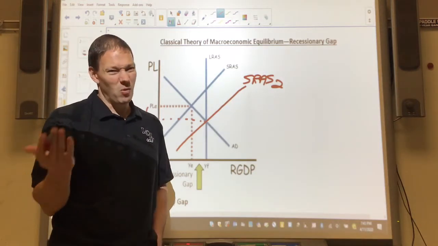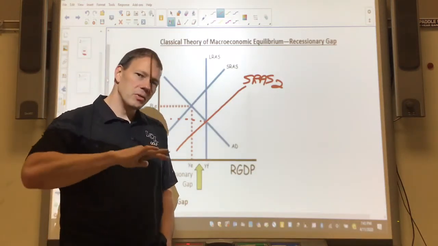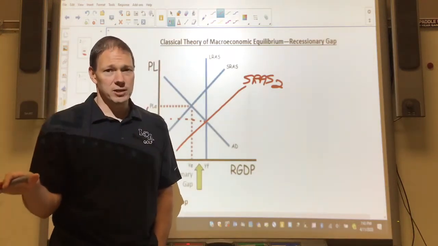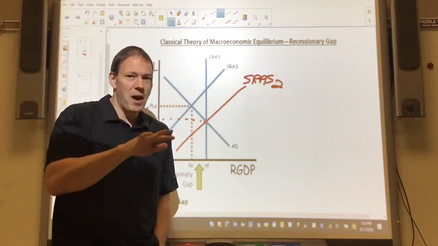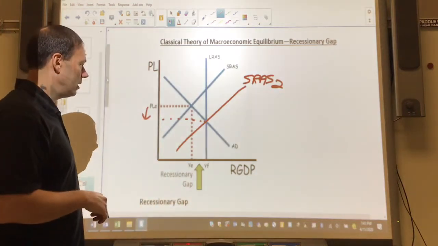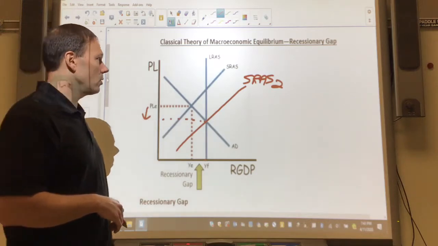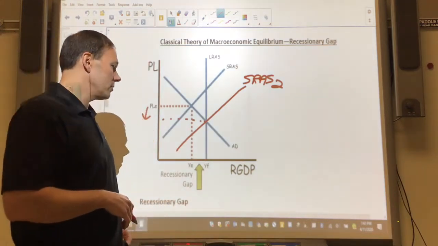Yes, prices went down, but worker wages went down too. In theory, prices are 10% lower, but your paycheck is 10% less. So it kind of balances out, and that's where you say it doesn't really matter so much in the long run. Okay, so that's the classical theory of what happens in a recessionary gap.